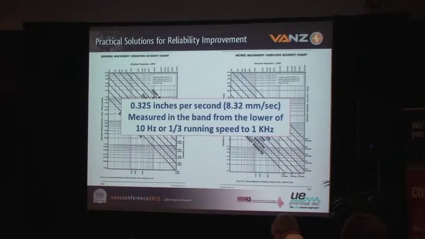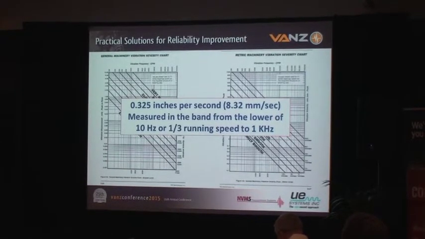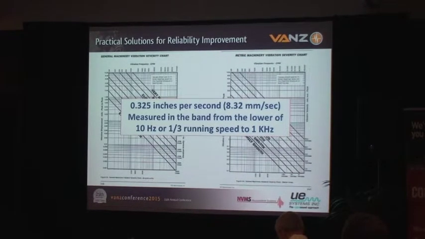When I was working at a nuclear power plant in the early 90s, our technical specifications required, and in the US, being the English system, the specification clearly stated that no machine shall vibrate greater than 0.325 inches per second, which if I did the math right is 8.32 millimeters per second. Somebody who's better at math than me can tell me how accurate that is.